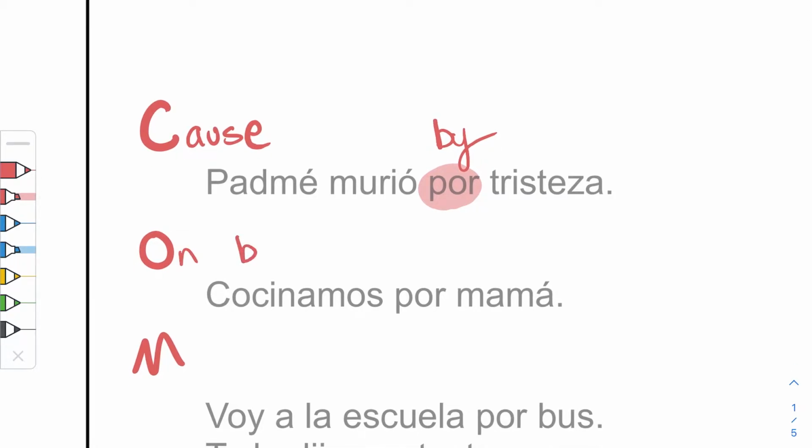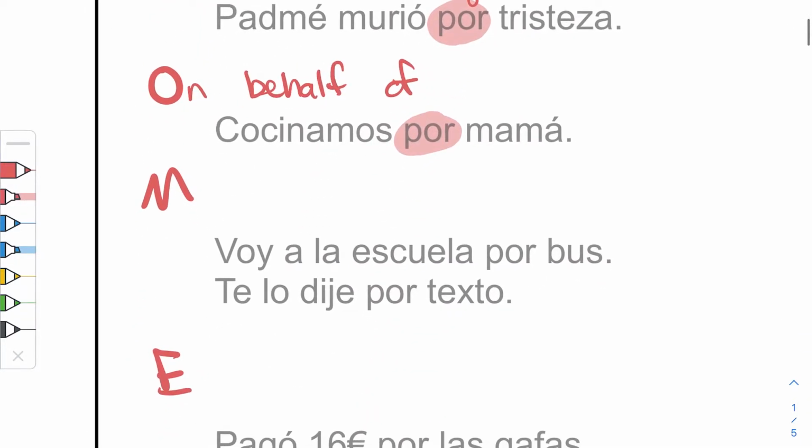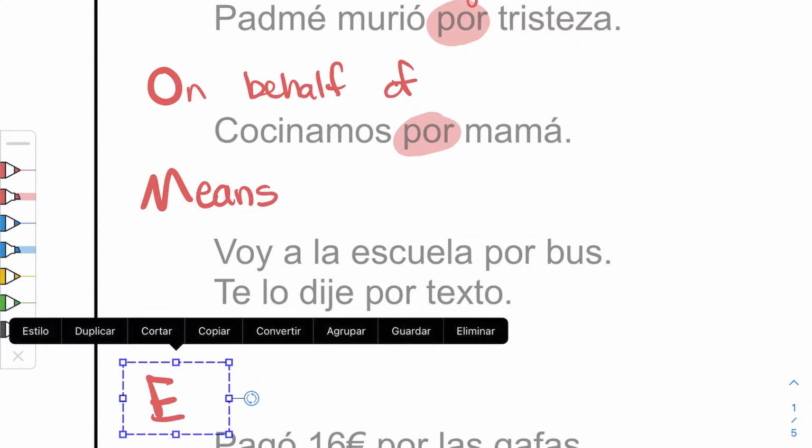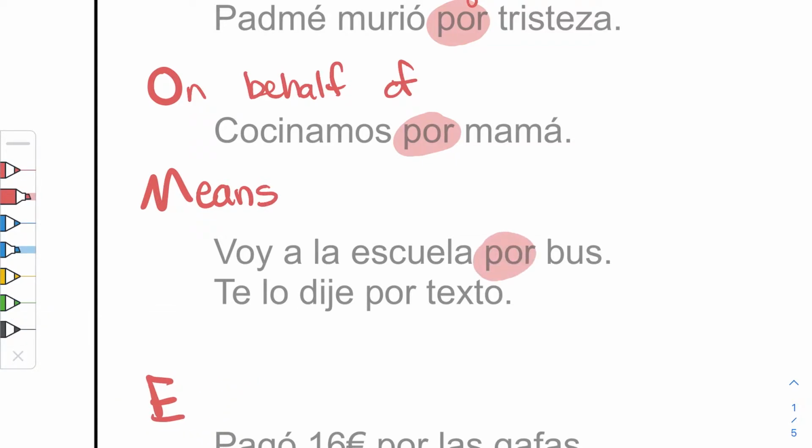O is on behalf of. If you do something on behalf of another person. Cocinamos por mamá. We cooked so that she did not have to. That kind of deal. The M stands for the means by which you do something. So voy a la escuela por autobús. I go by bus. Or te lo dije por texto.